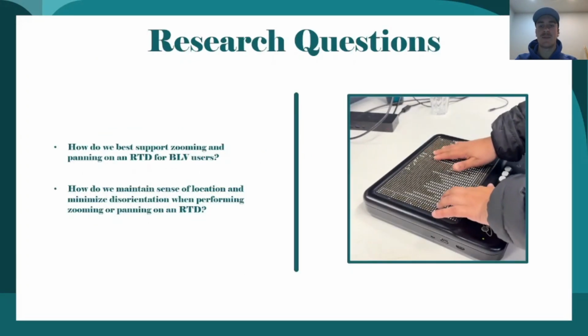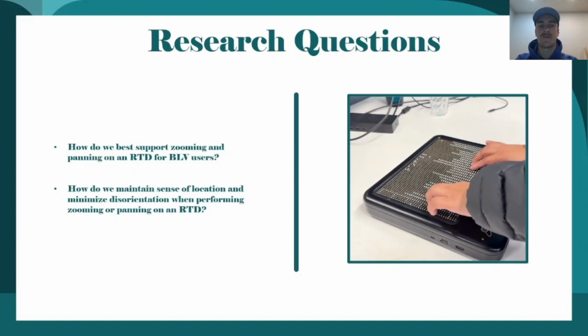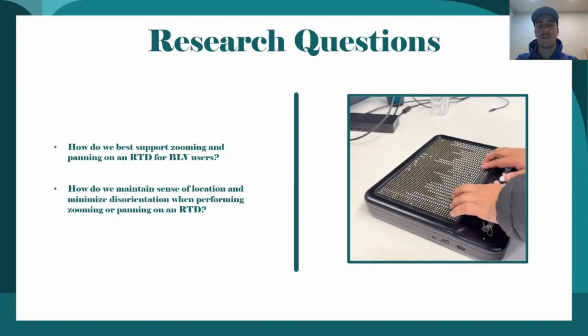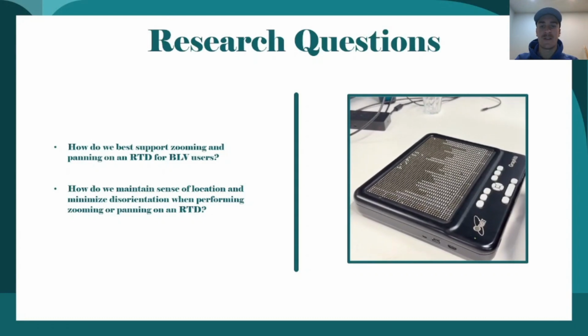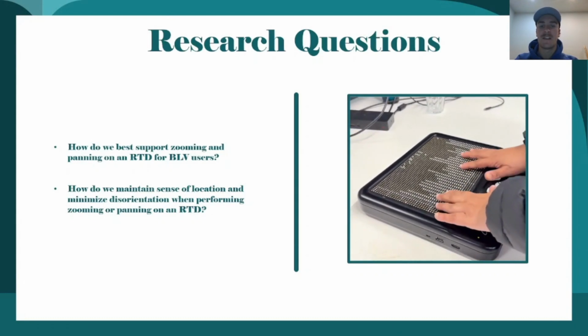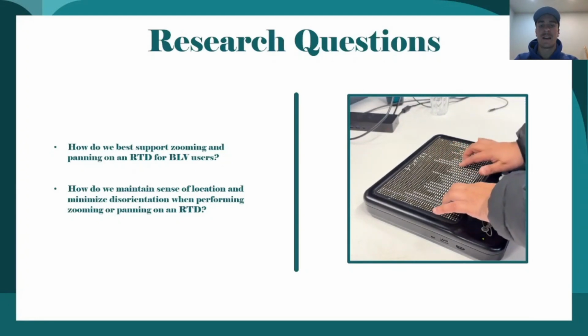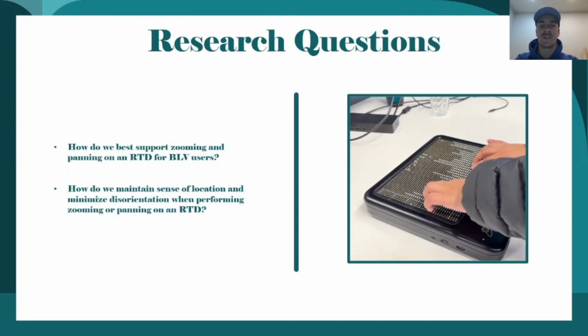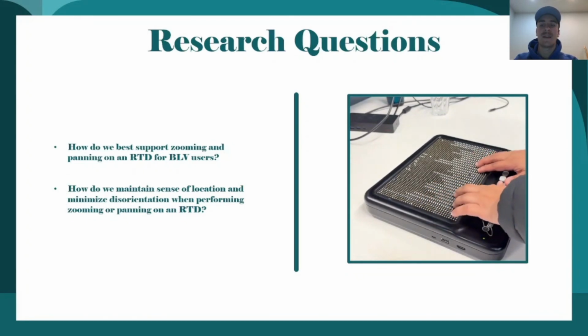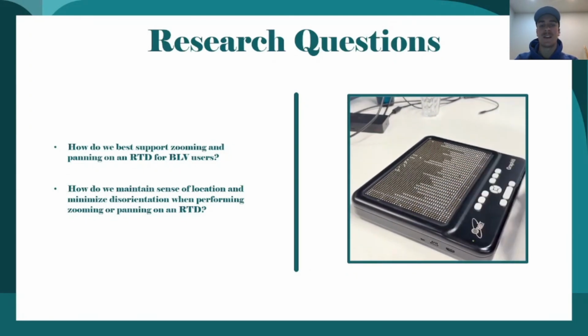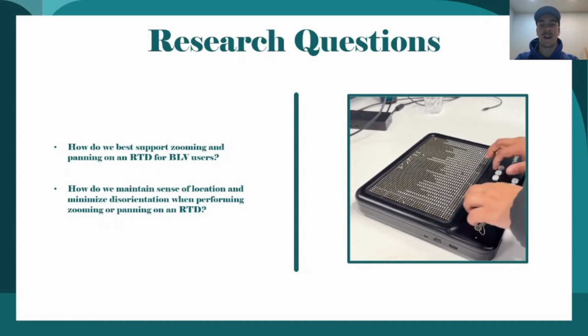To address this, exploring zooming and panning techniques is essential. Although previous research has touched on these methods, a gap still remains in how to best implement these interactions for blind or low vision users. This research aims to address the following questions. How do we best support zooming and panning on an RTD for blind or low vision users? As well as, how do we maintain sense of location and minimize disorientation when performing zooming or panning on an RTD?